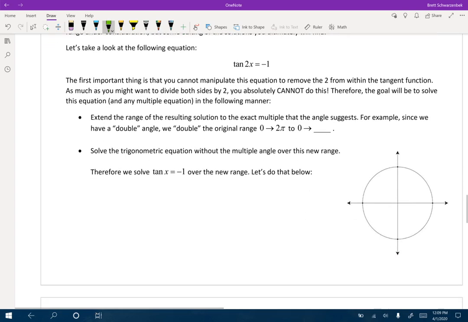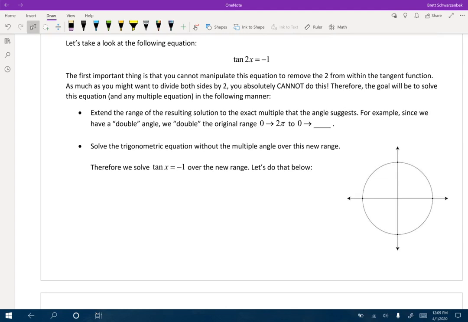So, I'm going to give you a bulleted strategy for figuring this out. It can be very simple as long as you follow the strategy exactly the way I set it. Okay, so just to be clear, starting here, it says, therefore the goal will be to be able to solve this equation and any multiple equation in the following manner. So we're going to start here.